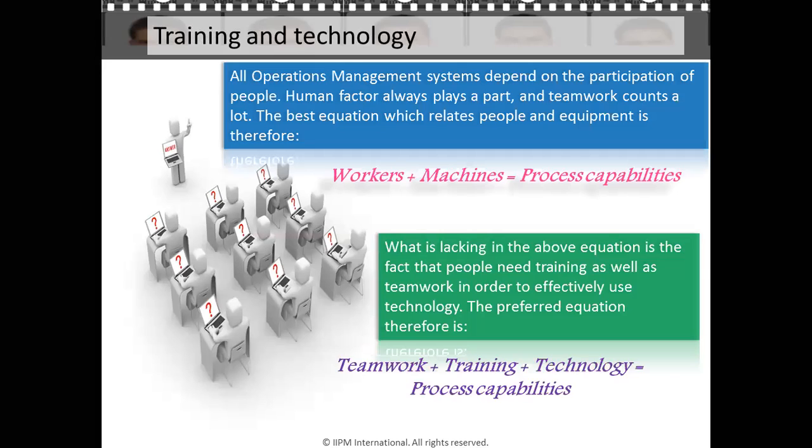With regard to planning, teamwork, and job design, let's consider training and technology. All operations management systems depend on the participation of people. The human factor always plays a part, and teamwork counts a lot. The best equation which relates people and equipment is therefore workers plus machines equal process capabilities. What is lacking in the above equation is the fact that people need training as well as teamwork in order to effectively use technology. The preferred equation, therefore, is teamwork plus training plus technology gives you process capabilities.